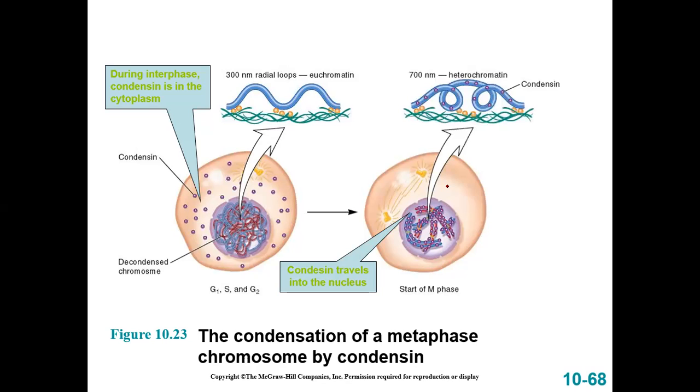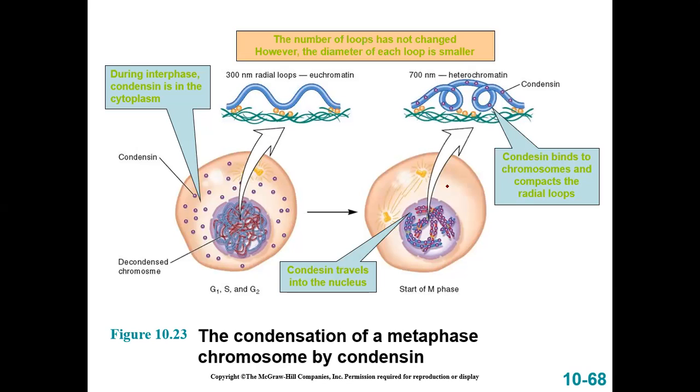This is the 700 nanometer heterochromatin with condensins. You can see condensins are bound with the chromosomes. Condensins bind to the chromosomes and compact the radial loops. The number of loops has not changed. However, the diameter of each loop is smaller.